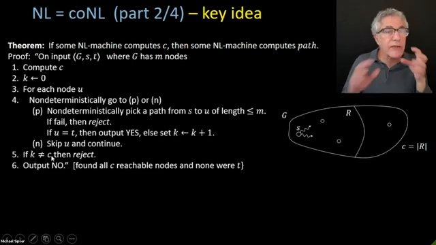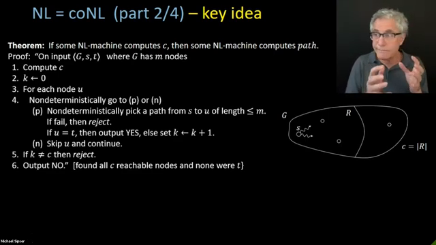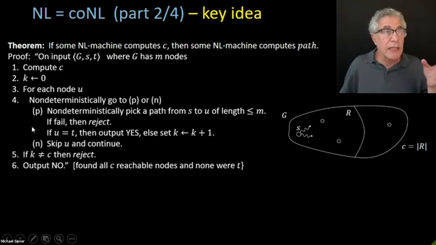This C here is kind of a check. It's like a checksum, if you know what it is. It makes sure that if you got to C, if K equals C at this point, that means you actually found all the reachable nodes. So C is kind of a check that you found all the reachable nodes. Right, so if K equals C at this point, you have found every reachable node. And if T was one of the ones that are reachable, you found T.